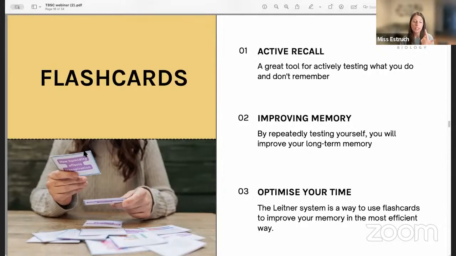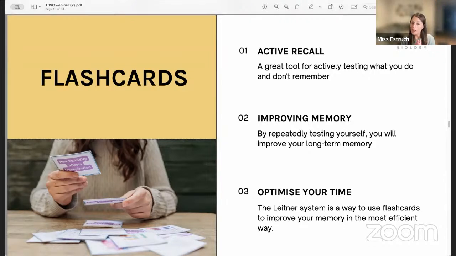Blurting is brilliant. Teaching someone else helps you to develop the neural pathways and understand it. Testing each other verbally. Mind maps. So yeah, having to process the information and arrange it in another way to see how it all connects helps you to remember it as well.